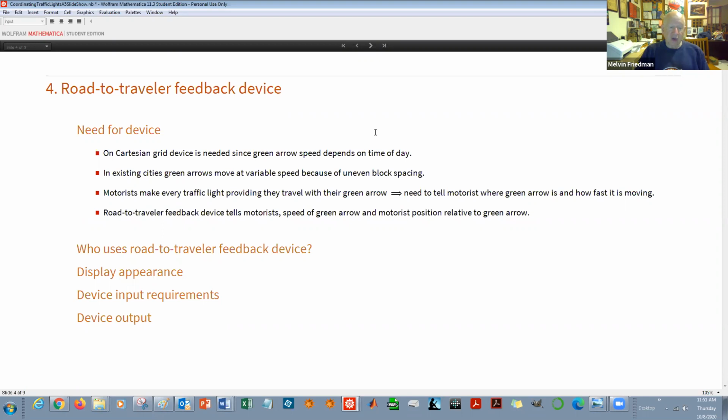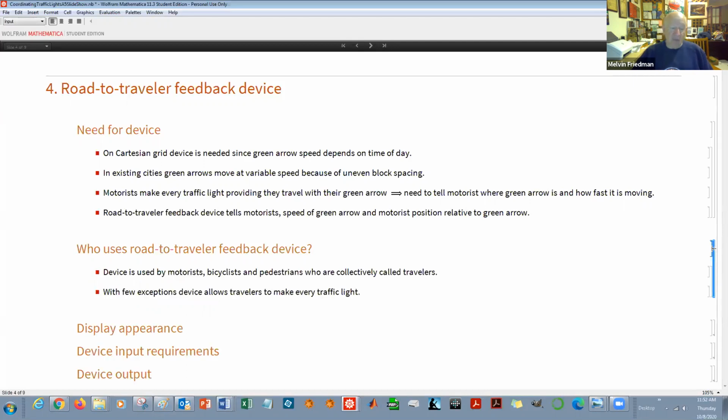Another reason the green arrow speed changes is because in the morning and in the evening during rush hour, the density of cars on the road is rather high. And for that reason, the green arrows have to slow down, because without much space between your vehicle and the one in front of you, you just can't travel as fast. And I have already shown you that the green arrows can speed up or slow down as needed. And so you need a way to tell the motorist how quickly the green arrows are going.